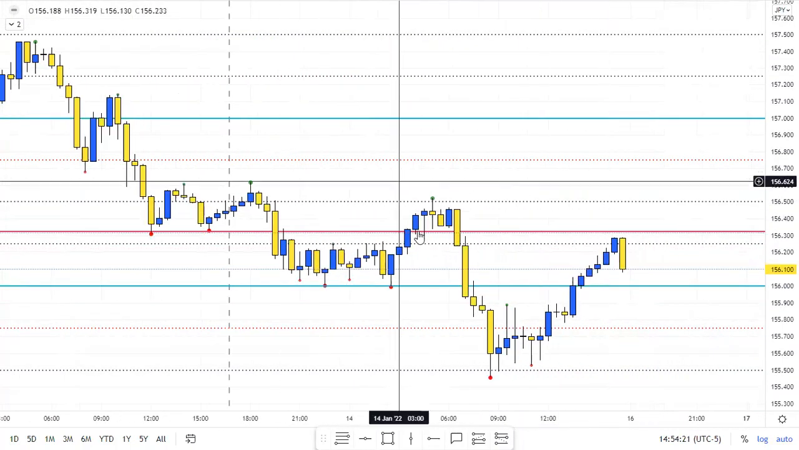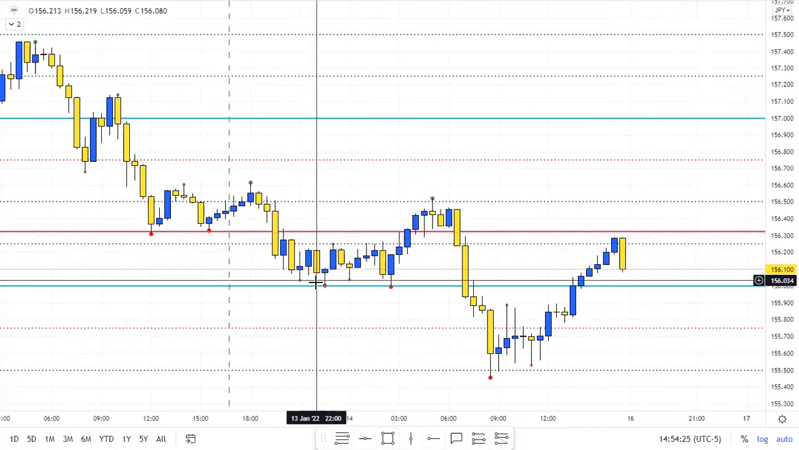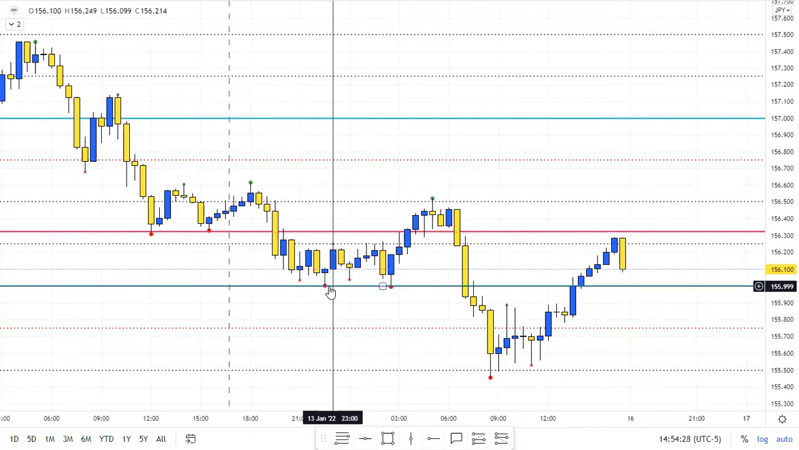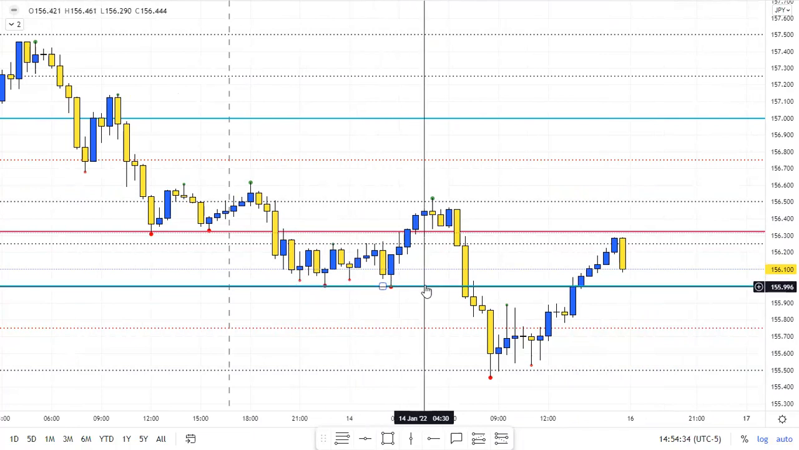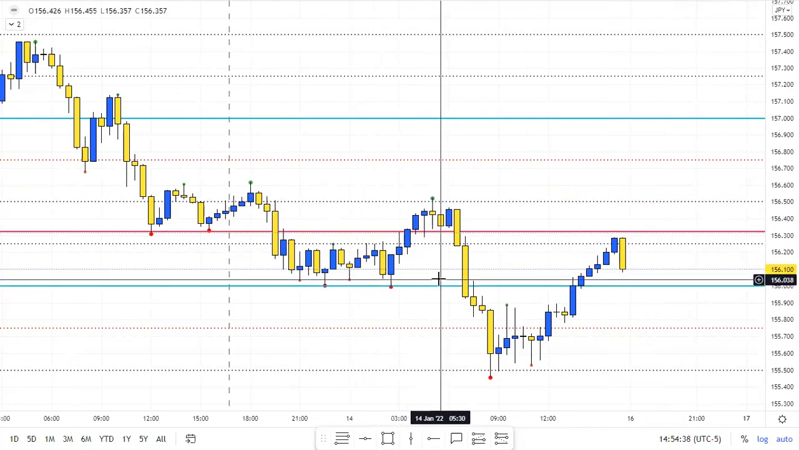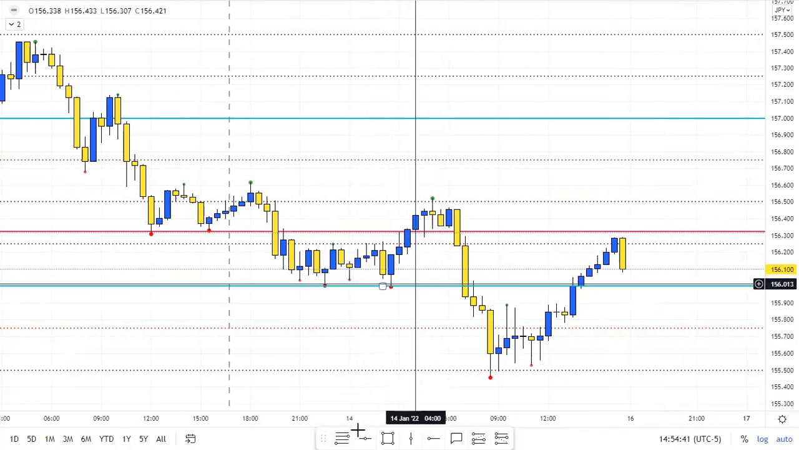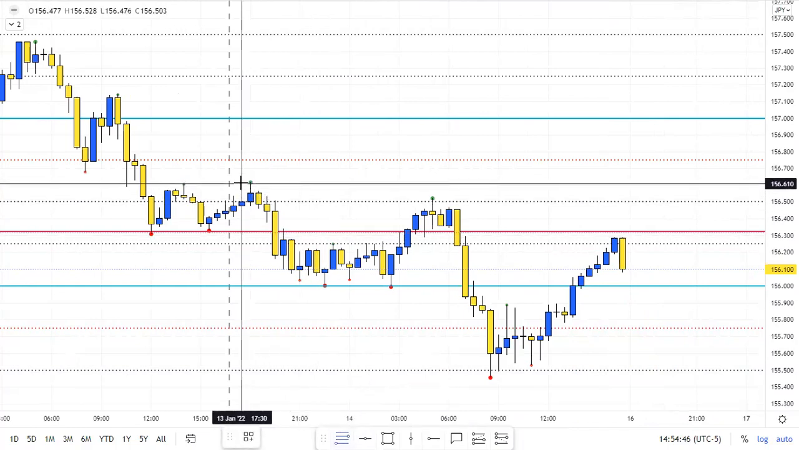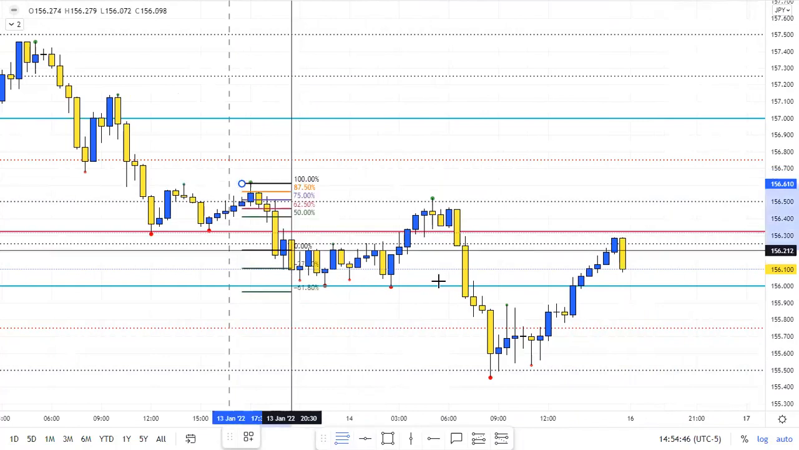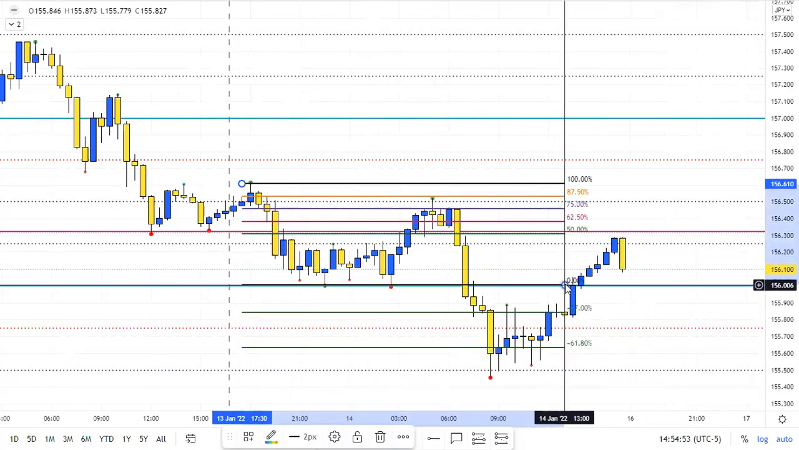But as you can see, we closed below that 50%. We also closed inside of the zone, and now we're rejecting that 156,000 level. Now, most people will wait till it breaks this level. Me, I'm not waiting on that, because now I take my fib from this high to this low.